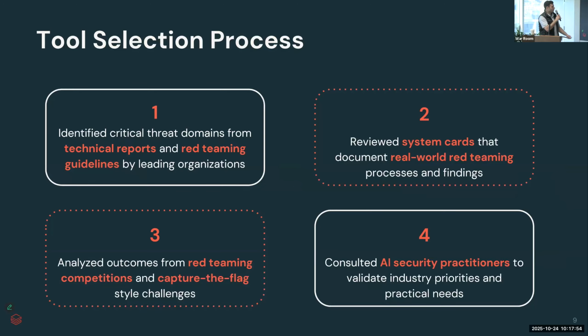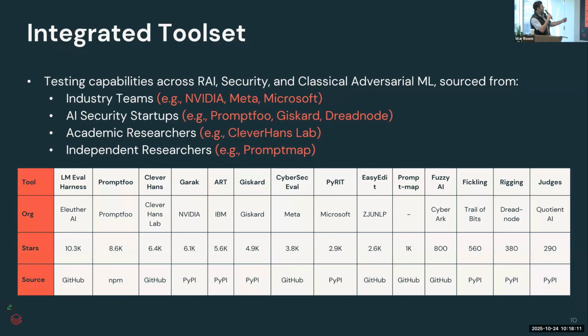In order to select the tools, we looked at different aspects. We identified some critical threat domains. We reviewed system cards that document real-world red teaming processes. We analyzed outcomes from competitions. We discussed with AI security practitioners. And what we came up with was these 14 tools, and we hope that it represents many different tools across the spectrum. We can see here that there are tools from industry-leading teams like NVIDIA, Meta, and Microsoft, from some AI security startups, academic researchers, and even one called PromptMap from an independent researcher, which we found to be useful. And in this table, you can see the organization, if there is one, that supports it.